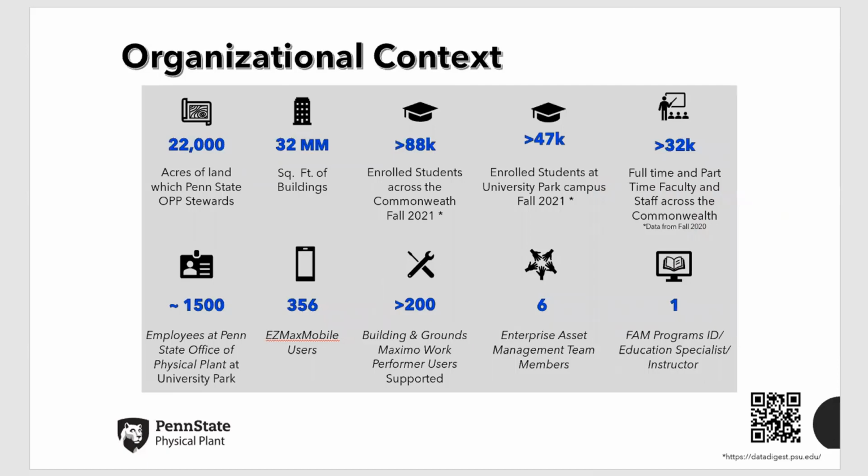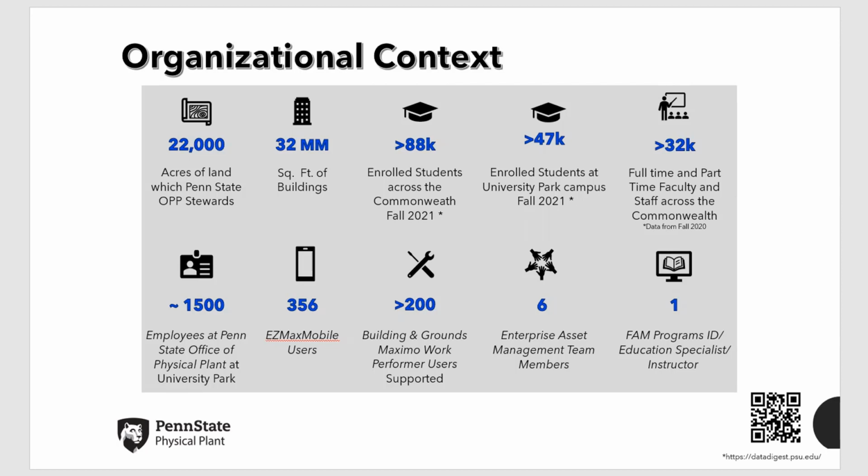The Pennsylvania State University is a multi-campus, land-grant public research university that educates students from around the world and supports individuals and communities through integrated programs of teaching, research, and service. Penn State's Office of Physical Plant, OPP, operates around the clock and calendar year to serve the mission of providing excellent facility services in support of the university's greater mission. Penn State's Office of Physical Plant are stewards to over 22,000 acres of land and 32 million square feet of building space across the Commonwealth.